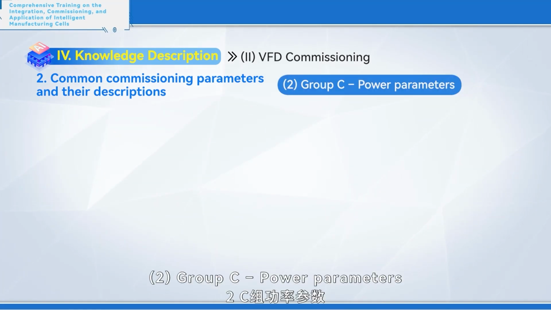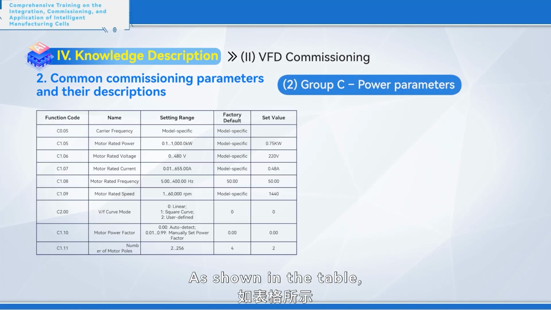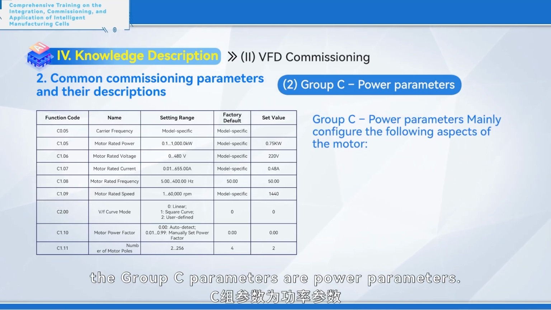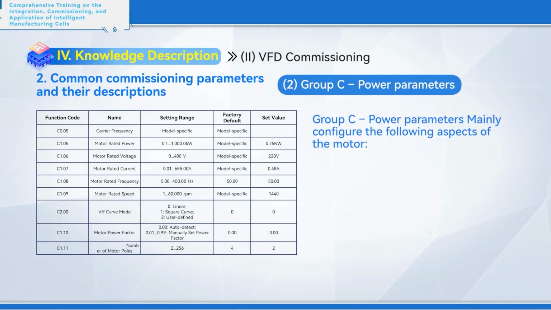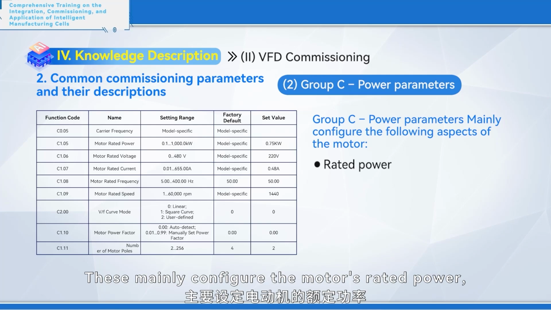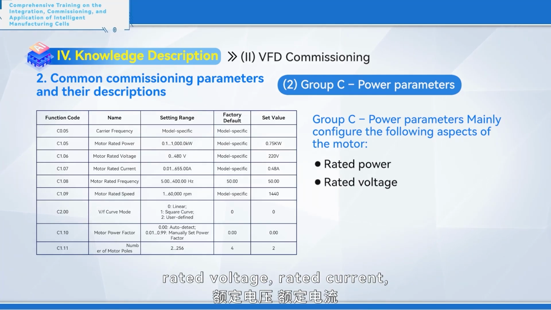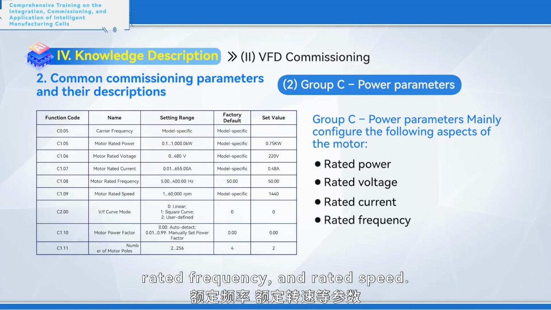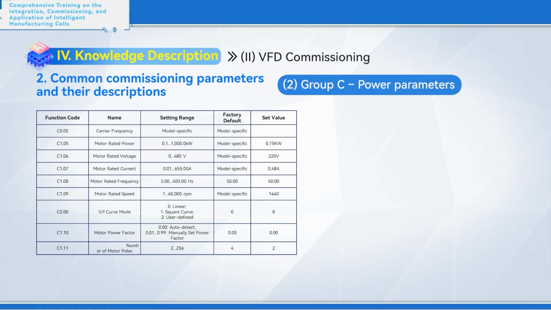2. Group C, power parameters. As shown in the table, the Group C parameters are power parameters. These mainly configure the motor's rated power, rated voltage, rated current, rated frequency, and rated speed.